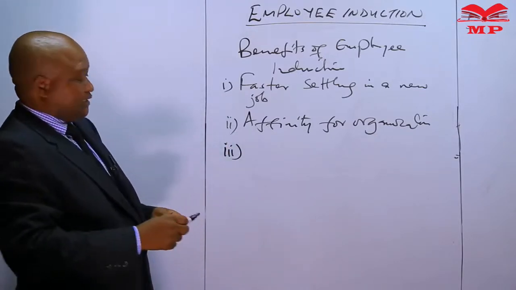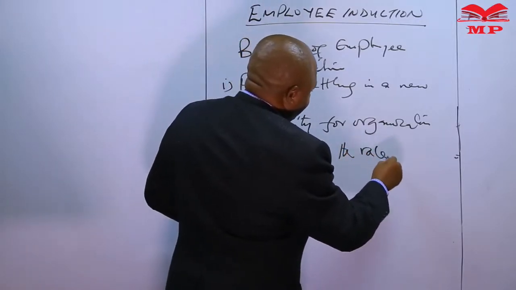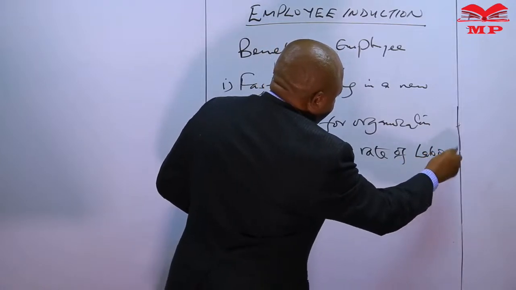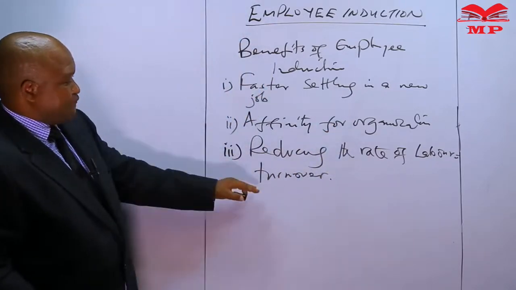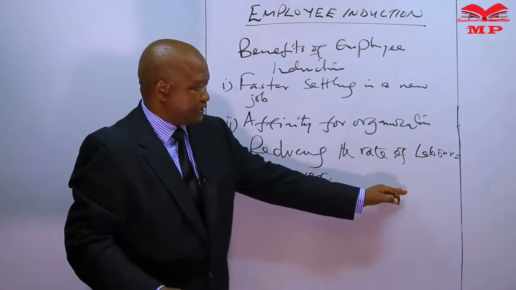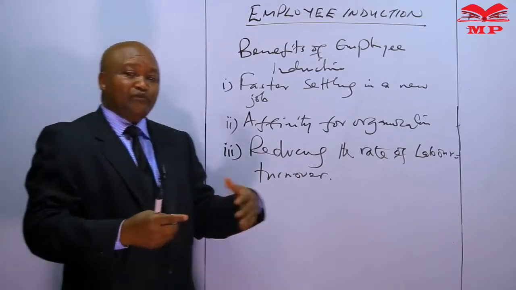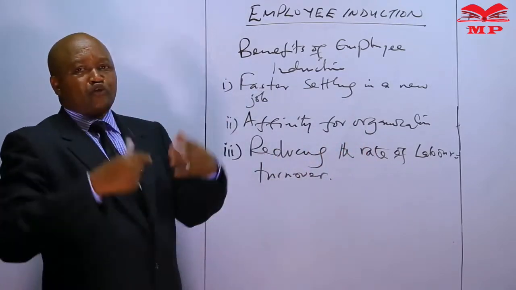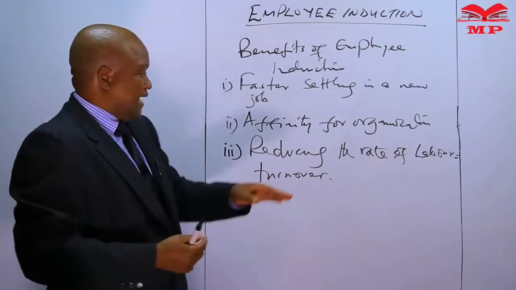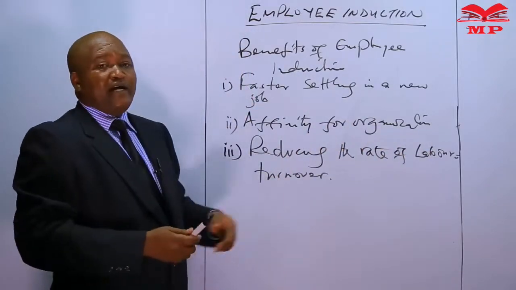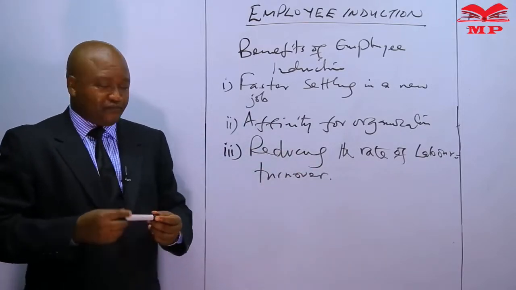Proper employee induction also helps in reducing the rate of labor turnover. What this implies is that an employee who has been taken through an orientation process is likely to accept the working environment and the working conditions because the employee has been exposed to those particular conditions. So when challenges come, this particular employee is able to take those challenges within their stride, and this helps in reducing labor turnover with specific emphasis on new entrants to particular positions and to particular jobs.